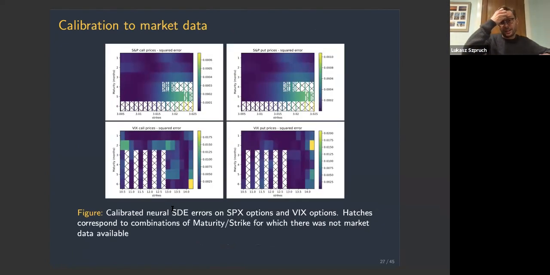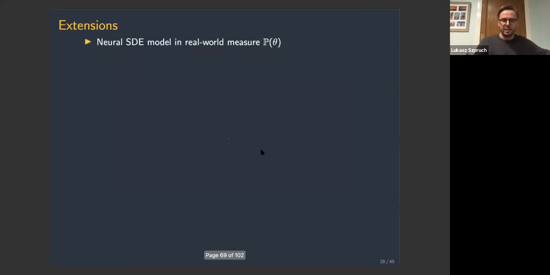And then we take both SPX calls and puts and VIX calls and puts. This is on real data. The coloring here corresponds to the error, and the white bits are the parts where we don't have data. So again, you get accuracy on the order of 10 to the minus 3. So that works pretty well. That gives you calibration, and it shows that those models are expressive enough.